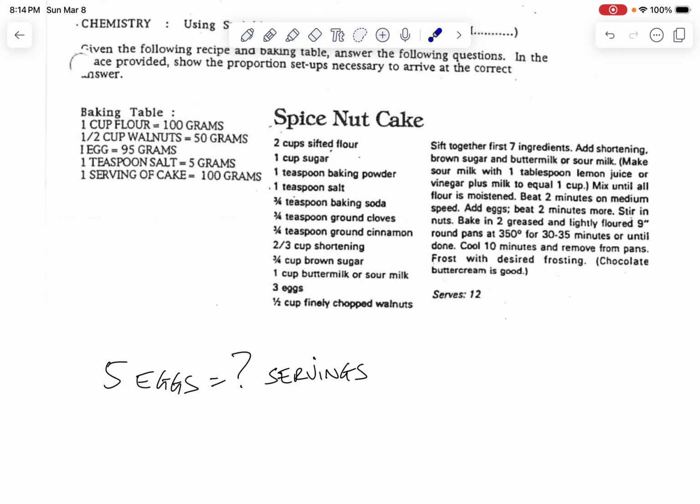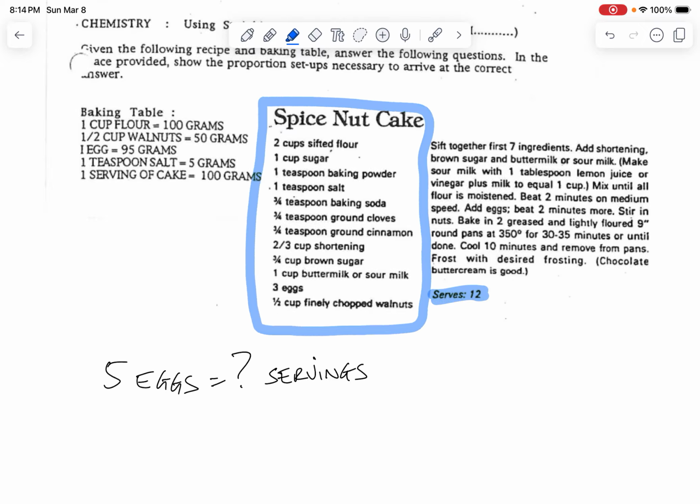But let's talk about what information recipes have on here, and how they work. So all recipes tell you how many servings they're going to make. This one serves 12, so 12 people. And then in the body here, we've got the amounts of everything that you would need. And on the left-hand side, we have a baking table.